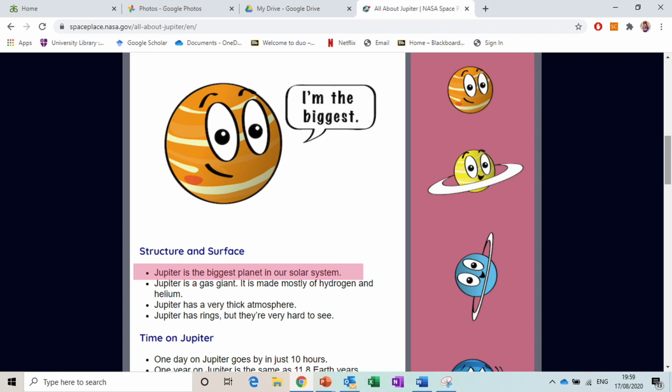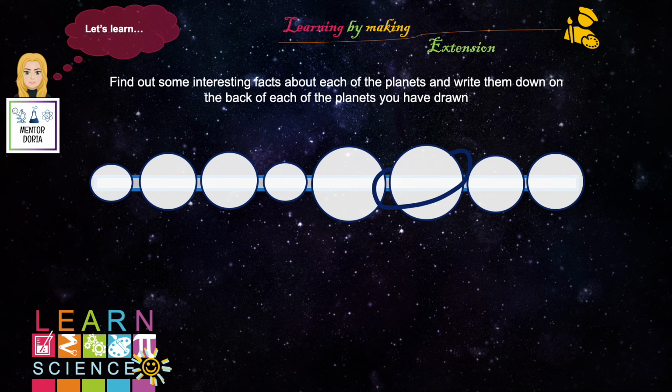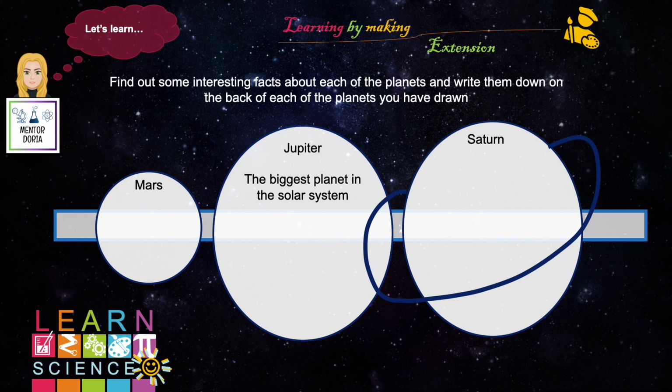If you find this interesting, what you could do is take this fact and write it on the back of your planet Jupiter, which is stuck on your long piece of paper. To do this, you would need to find the planet Jupiter on your long strip of paper, which is here. Remember that you should have labelled each planet at the top on the back so you know exactly which planet is which. Then, with your pen or pencil, write the interesting fact down at the back of the planet.